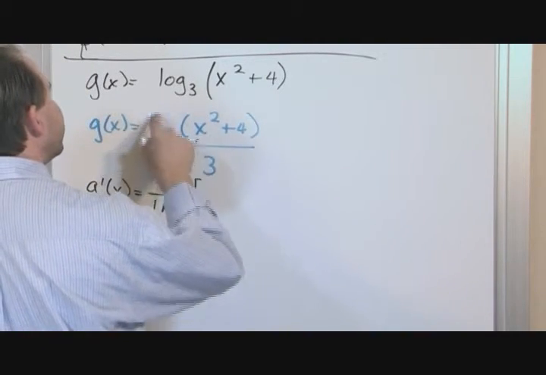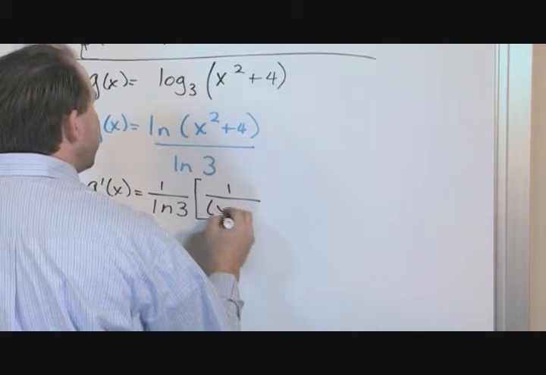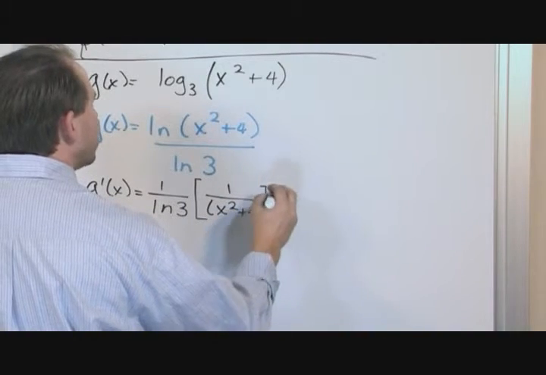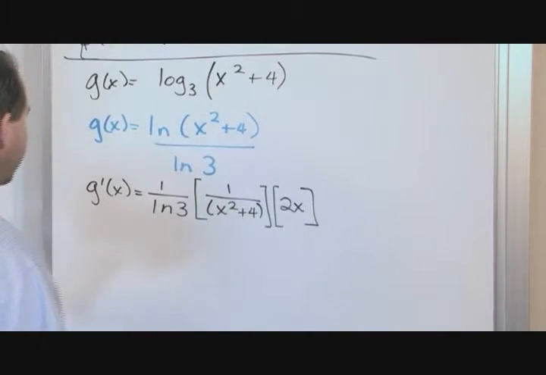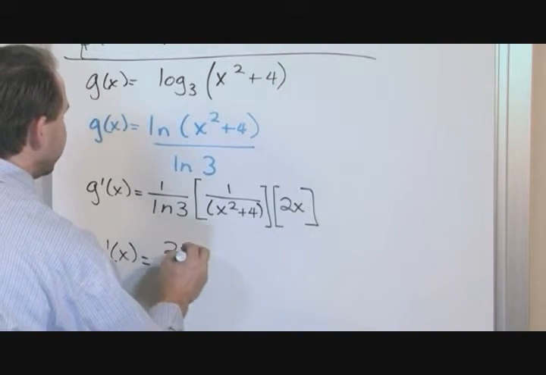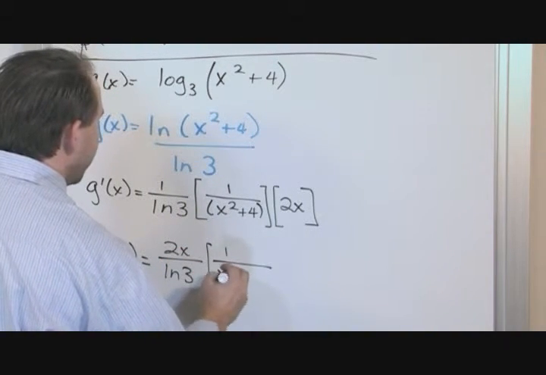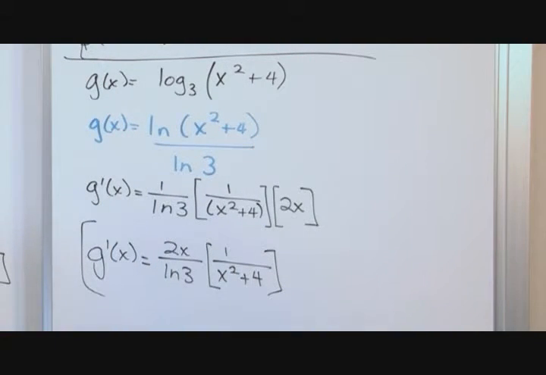What's the derivative of this natural log guy? Well, the outer function is the natural log, so it's 1 over x squared plus 4. But we can't stop there. We have to multiply by the derivative of the inside, which is 2x. And this is essentially it. So the final answer is g prime of x is equal to 2x over natural log of 3 times 1 over x squared plus 4. And that's the final answer. 2x over natural log of 3 times 1 over x squared plus 4.